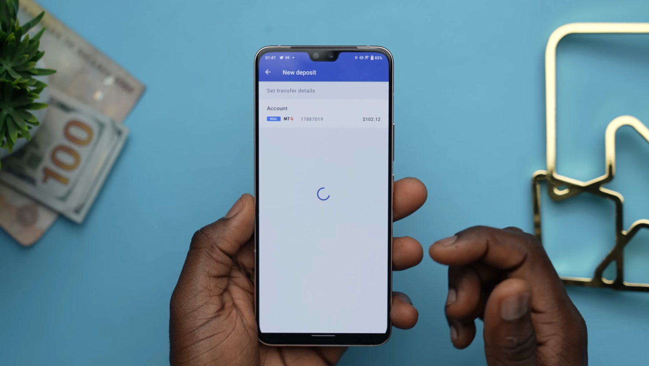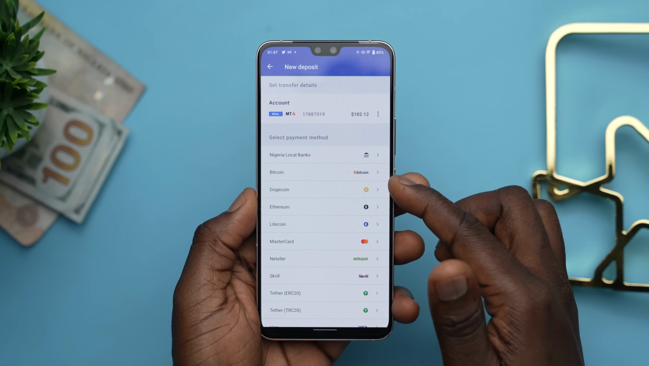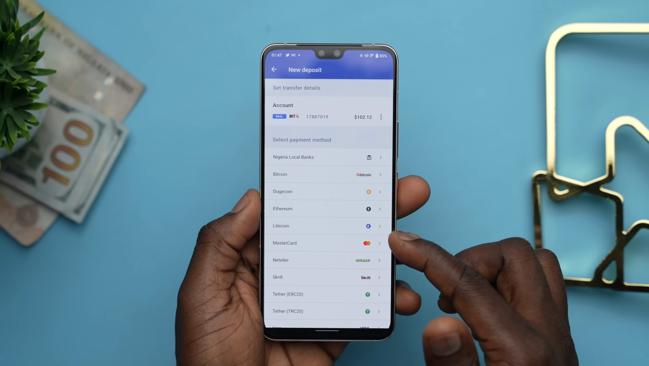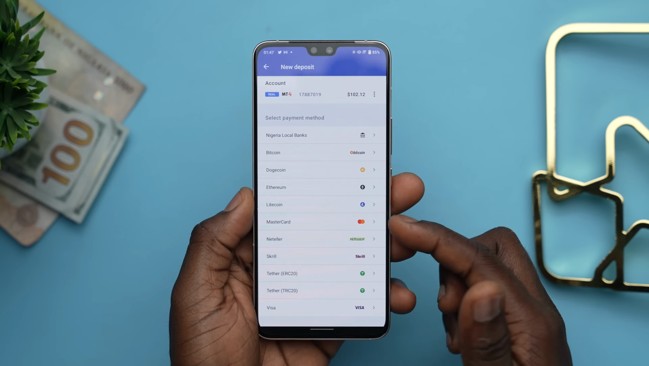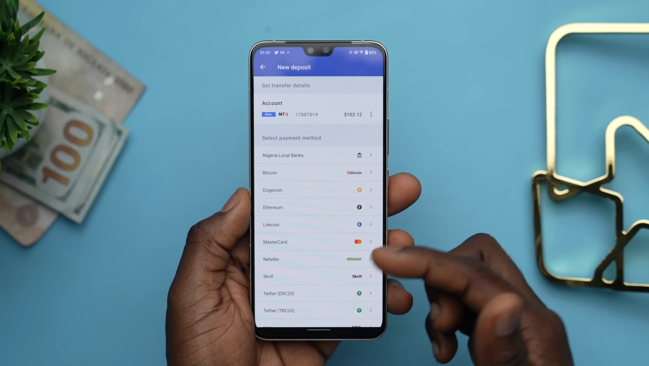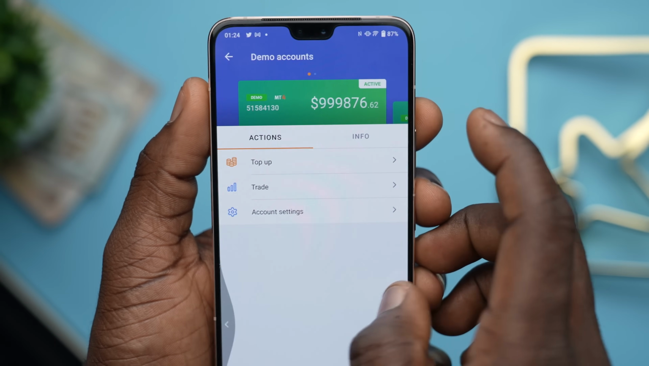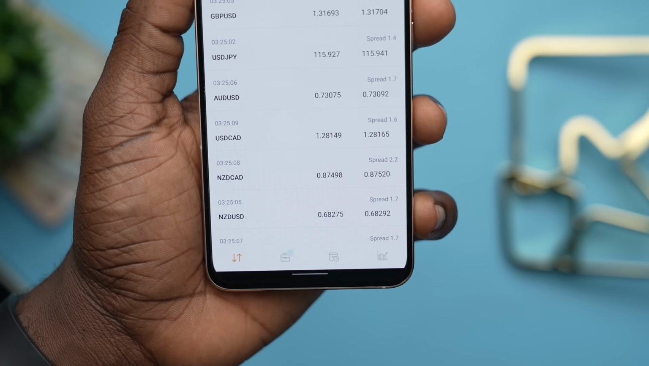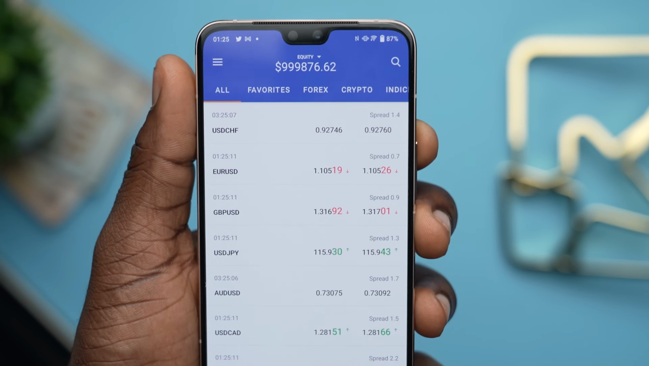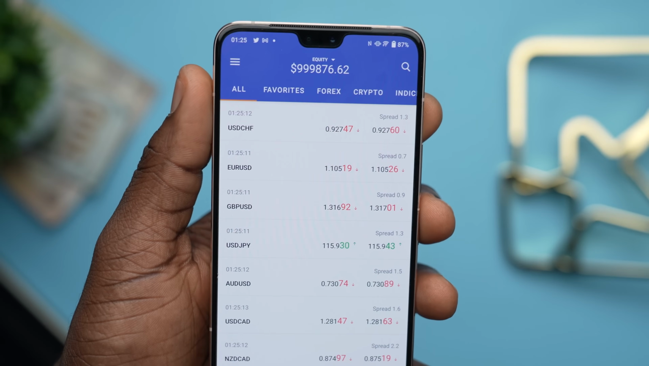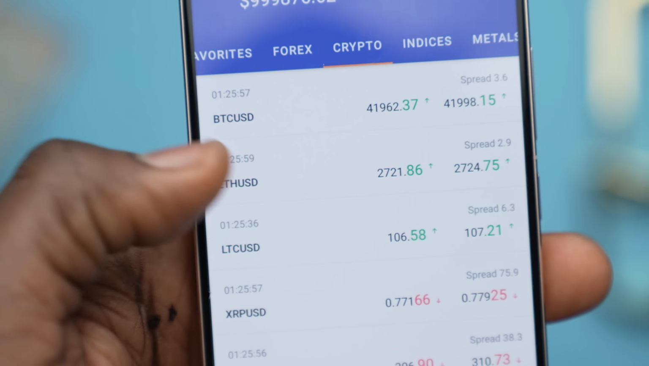But before I move on, it's important to note that OctaFX lets you deposit from a wide range of sources, from your local bank transfer, Bitcoin, Dogecoin, Ethereum, Litecoin, Skrill, MasterCard, Visa, and many more. With your demo account, you can trade with $1 million or more. You can also see the number of items that you can trade from foreign exchange or currencies, cryptocurrencies, things like that, indices, metals, even oil in the energy sector.